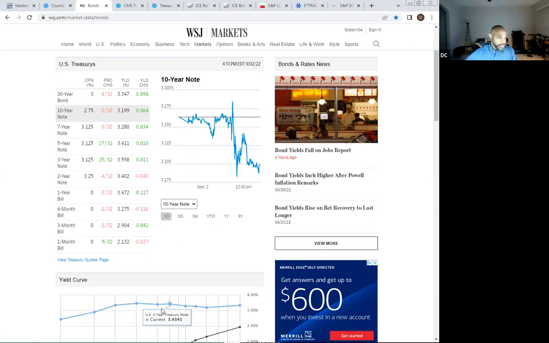The yield curve still relatively flat. If you look at the belly of the yield curve, the 10-year is still lower than the 2-year, but not by much. Because the bond market, based on what Jay Powell said, knows it has to reprice. And so we'll probably see a flat yield curve for some time.